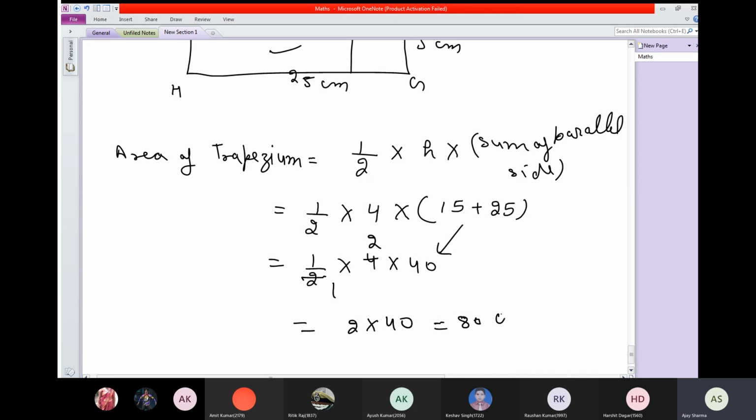And area is always in square units. The unit is centimeter, so its area will be centimeter square. Clear? Or does anyone still have a doubt? No, sir, clear. Okay. If you have no doubt, then read question number 7.